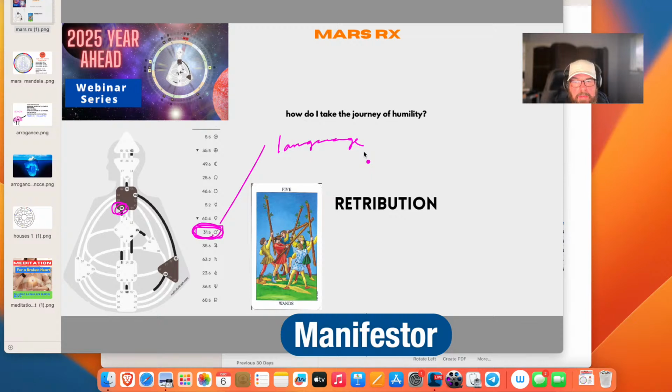So the manifestors. Let's see what ego card is up there. So this is the journey of humility. So remember, humility is not about a behavior. It's about surrendering your ego to the divine. It's about surrendering your mind to the divine. Okay. So what do we have for the manifestors?